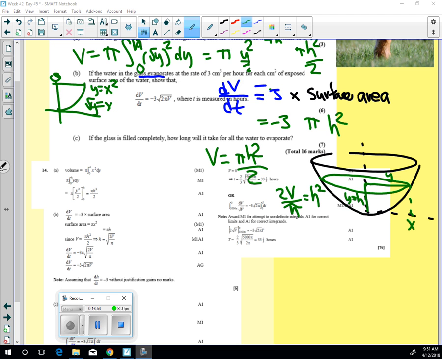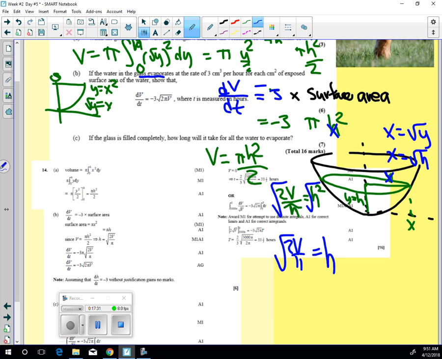Oh, I see what the error was. This length here is x, and this is my height. So the area is pi x squared. So what you want to do is x is equal to the square root of y, okay? And y is your height, square root of the height. So that's why when we're solving for h, we want to solve for the square root of h squared. So h is the square root of 2V over pi, okay?